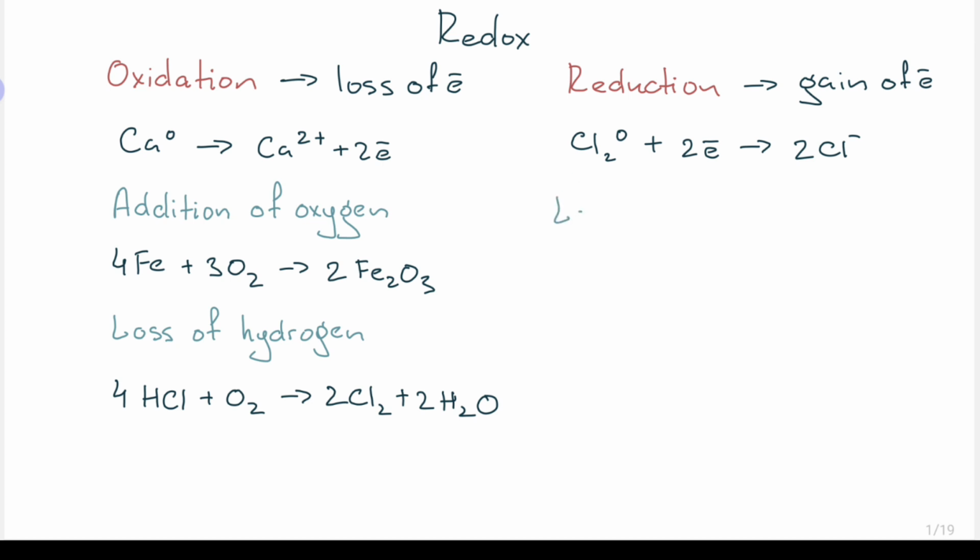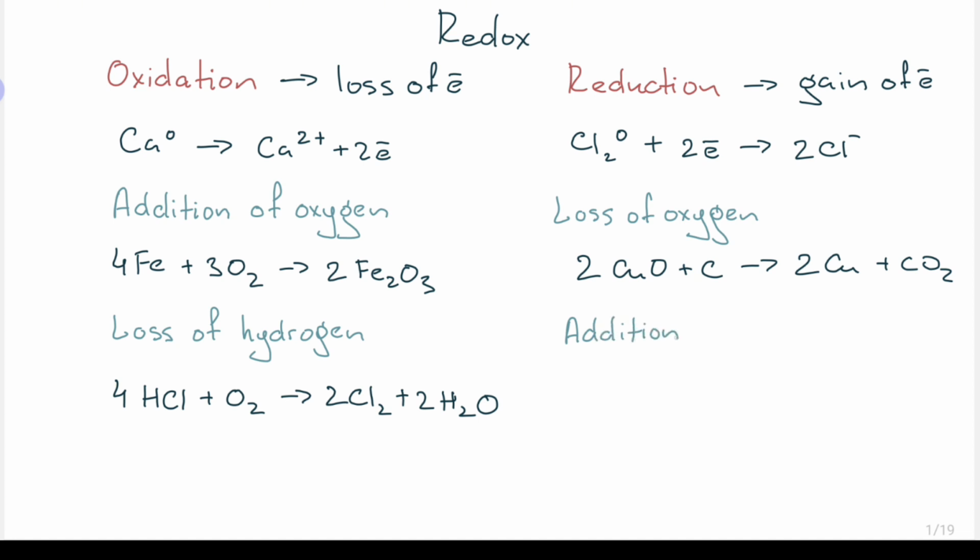So if addition of oxygen is an oxidation process, losing of oxygen is a reduction process. Here you'll find an example when more active carbon will replace copper from copper oxide with the formation of carbon dioxide. And addition of hydrogen, I hope the logic is already clear, is a reduction process. So here is an example with ethene and hydrogen, which will form an ethane molecule.